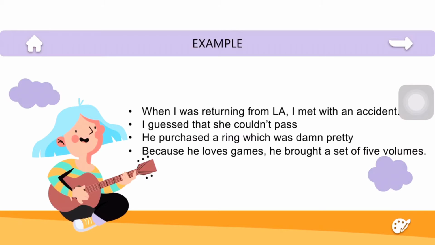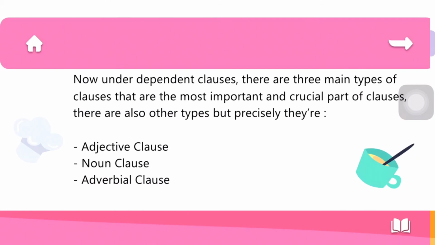Another example, I guessed that she couldn't pass. And then he purchased a ring which was damn pretty. And the last, because he loves games, he bought a set of 5 volumes.